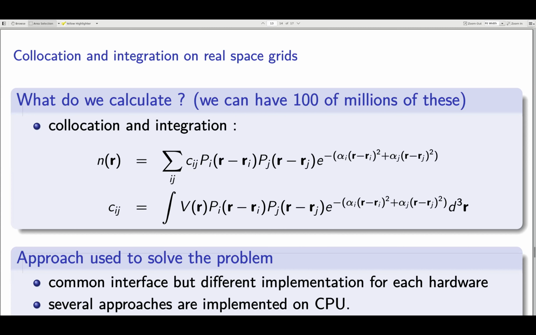So if you want to do that on CPU, we realized that we can recast this problem using DGEMM. And the issue is that those DGEMMs are relatively small, so they are usually memory bound. The second approach was to just apply brute force, by evaluating exponential and polynomial on each grid point, and then doing the summation.